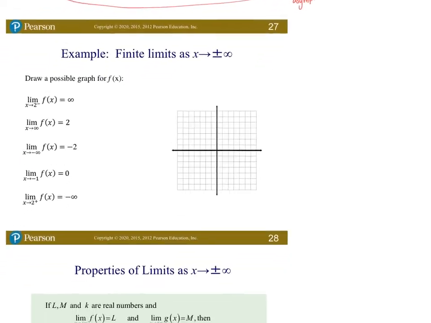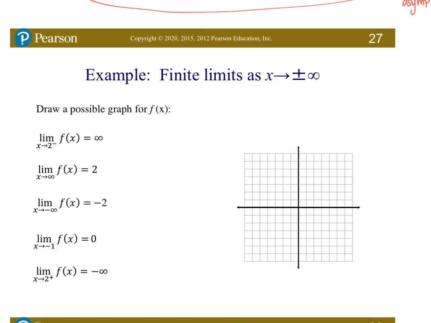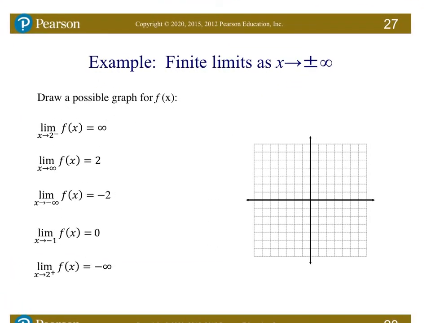So let's see if we could draw a graph that might fit that. When you are asked to draw a graph, I find it helpful to look at the limits that you're given and put them in numerical order. These are all mixed up, right? 2 minus, and then infinity, and then negative infinity, and then -1, 2 plus. Let's start with the one that should come first, and the one that should come first would be negative infinity. So I'm just going to reorder this.